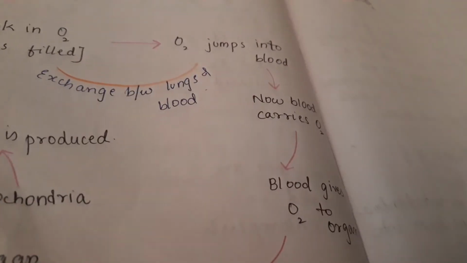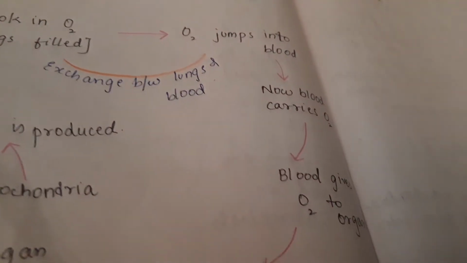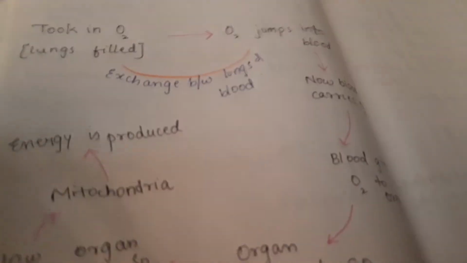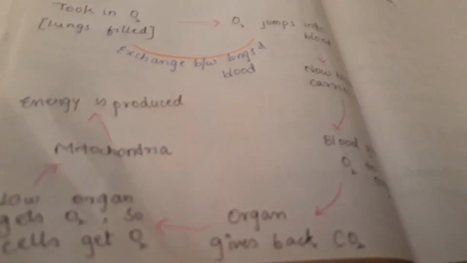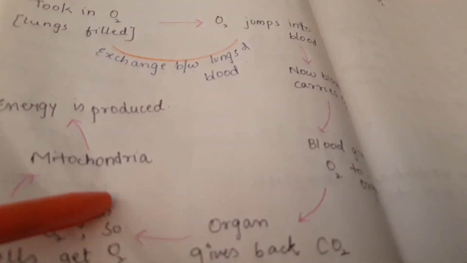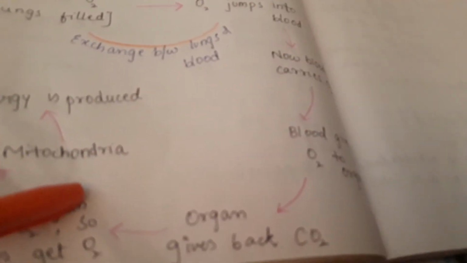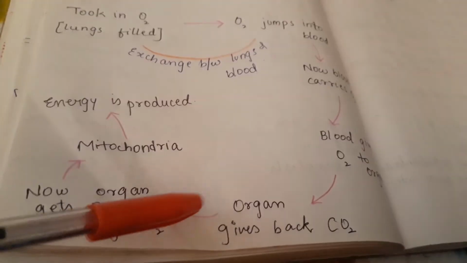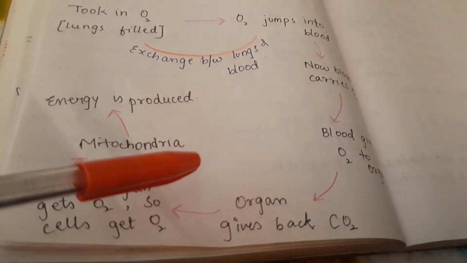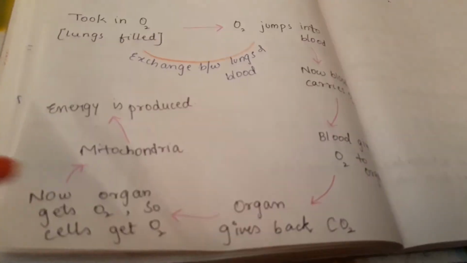And now what will these organs do? With the help of oxygen, they will break down the molecules and release energy. For producing energy they will use it. When blood gives oxygen to the organs, the organ gives back CO2.